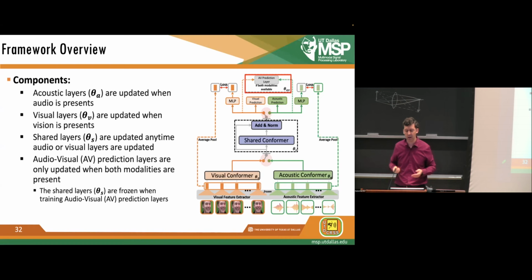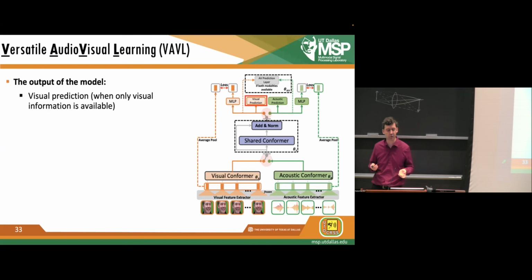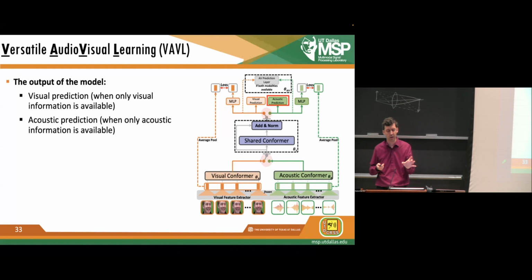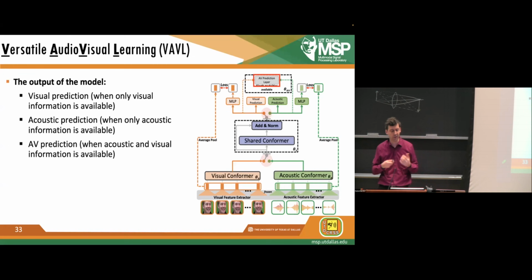During inference, if you only have visual information, you provide the output of the visual blocks. If you only have acoustic, you only pass the predictions of the acoustic block. But if you have both of them, you run through the audiovisual prediction layers. So it's very flexible in the sense that no matter what features you have, the system is able to make the predictions.